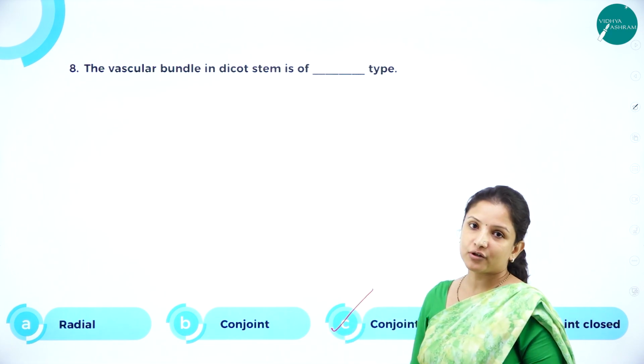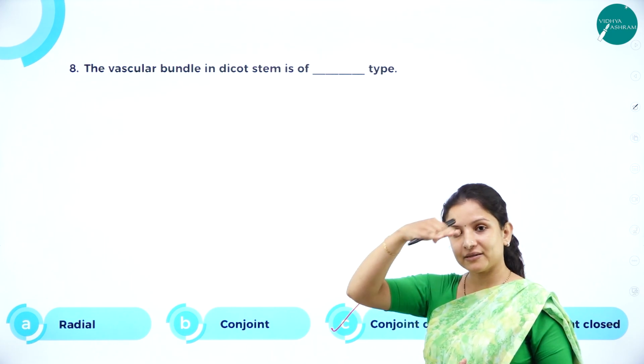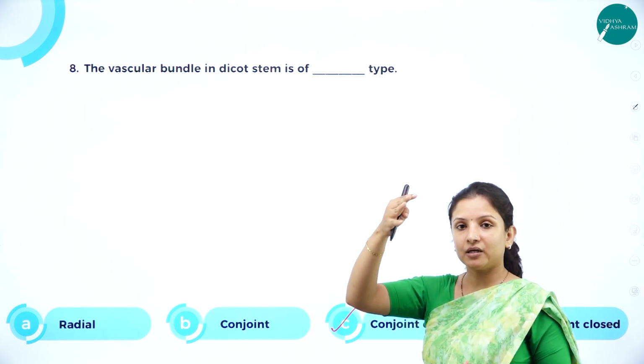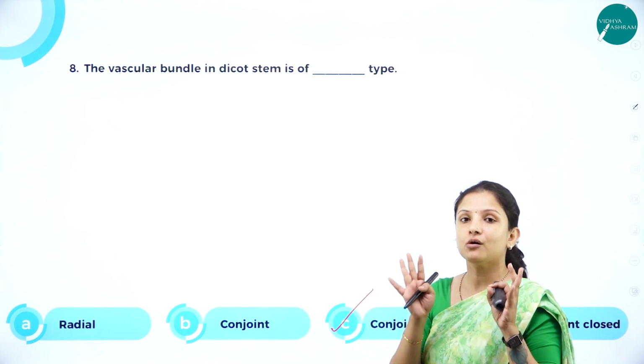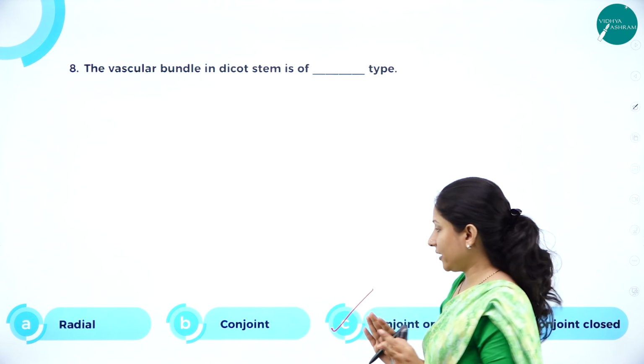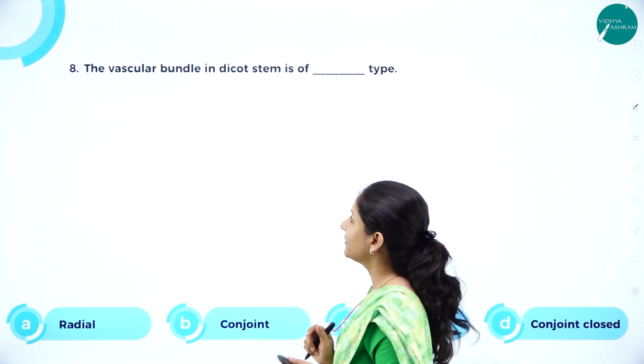Why? Because in dicot stem, we got to know that between the phloem and the xylem, that is in the vascular bundle, they have a patch of cambium and therefore it is called the open type vascular bundle. Conjoint open type vascular bundle. Option C is the right answer here.